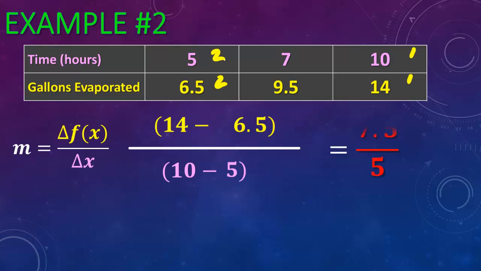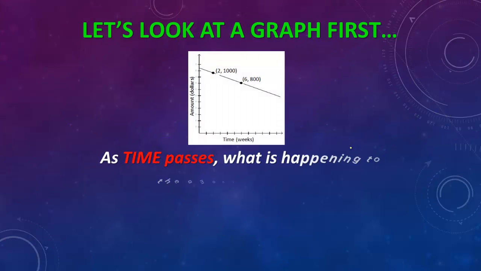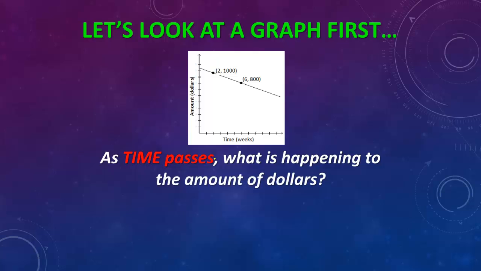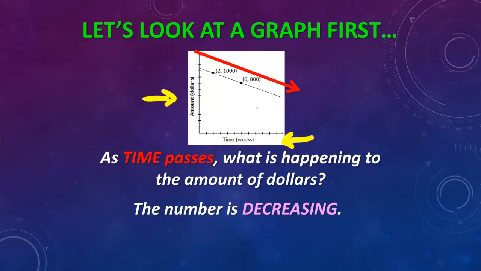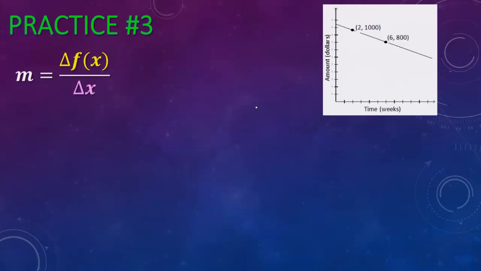So 10 minus 5. And that's going to give me a positive 7.5 over a 5, which when you divide it, comes out to 1.5 gallons per hour. All right, now graph. As time passes, what's happening to the amount of dollars? Well, time is down here. Amount in dollars is over here. So time's going this way, okay? So as time's passing, the amount of dollars is decreasing, which means that your slope is going to be negative. So the graph and the table should clue you in as to what your slope should be.